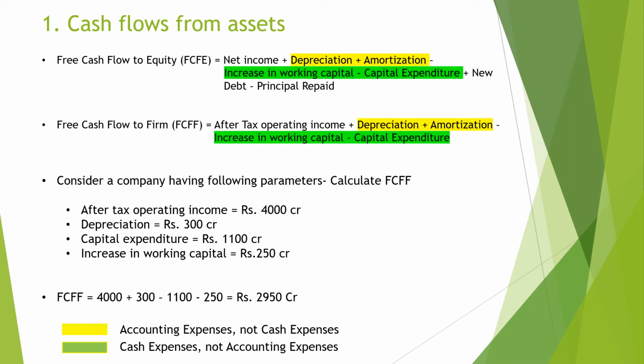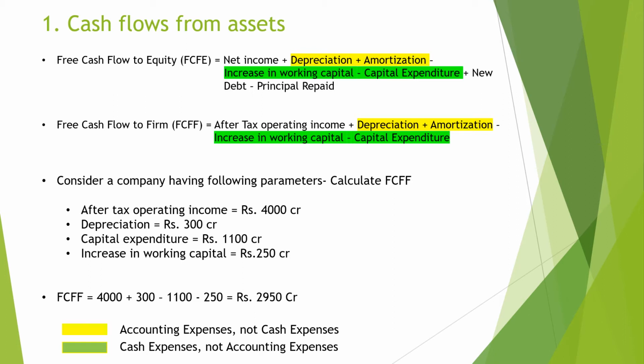So what we'll do, for the third point, is try to value a fictitious company called ABC, wherein we do an equity valuation as well as an enterprise valuation for this company. These are a few hypothetical parameters that I have listed down. So let's say we have a company which has the following parameters. Let's imagine that a company has an after tax operating income of 4,000 crores, a depreciation of 300 crores, capital expenditure of 1100 crores, and an increase in working capital of 250 crores.